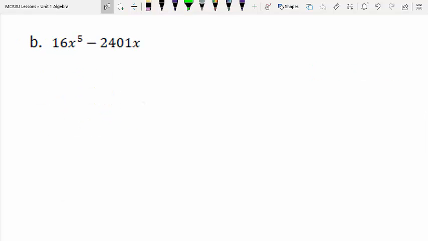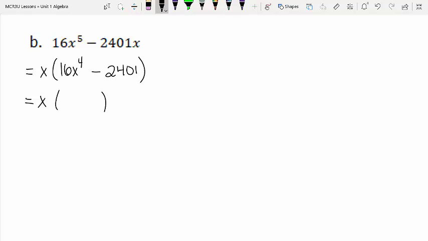All right, let's try this one here. What's common in between both of those guys right away? We can factor out an x. So then we're left with 16x to the power of 4 minus 2,401. Now you're going to notice that that is a difference of squares. Okay, so let's do this. Let's set up our brackets.